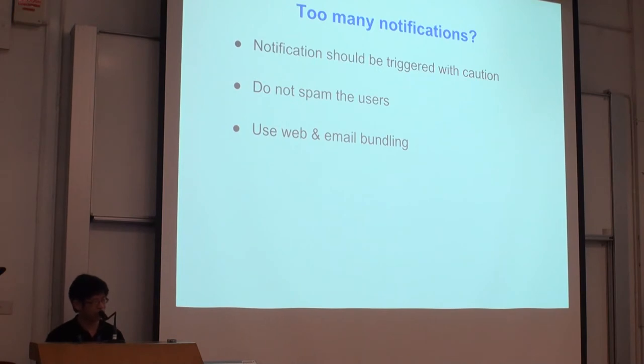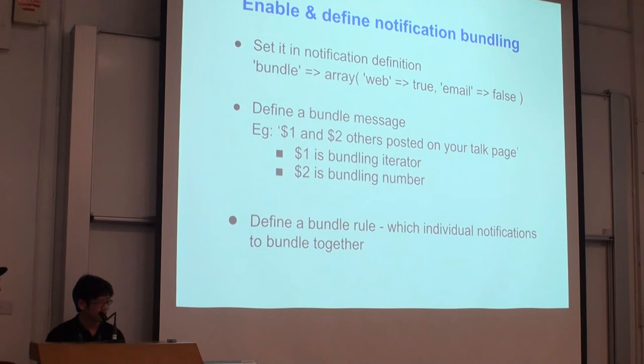Notifications should be triggered with caution because you do not want to send out too many notifications to the user, otherwise they will think it's spam. This can be handled with web and email bundling. To enable bundling, we need to define the bundle key in the notification definition. In this example, I'm enabling the bundling for the web notification, but disabling the bundling for the email notification. You also need to define a bundle message.